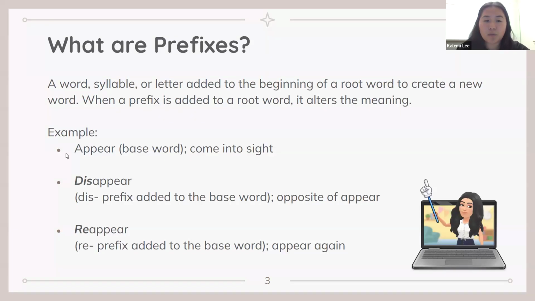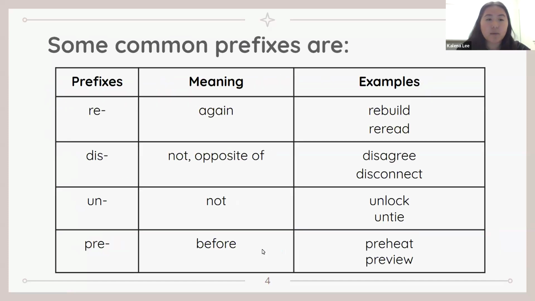Example, for the word appear, this is going to be the base word and it means come into sight. And when you add the prefix dis to the base word, it means the opposite of appear. And for the example, reappear, the prefix is re and it's added to the base word and it means appear again. Some of the common prefixes that we are going to be learning are re, dis, un, and pre.